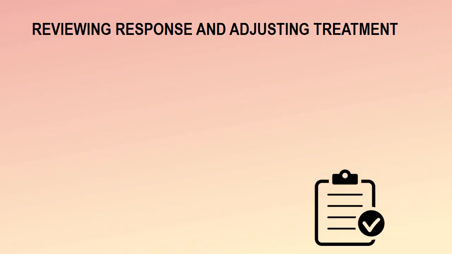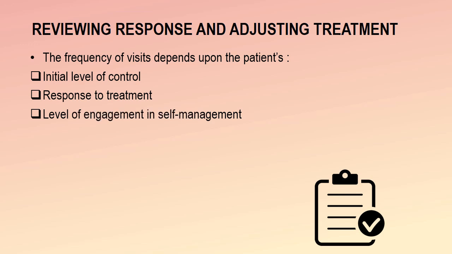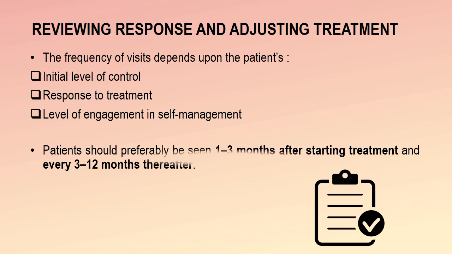How often should an asthma patient be reviewed? The frequency of visits depends upon the patient's initial level of control, response to treatment, and level of engagement in self-management. Ideally, patients should be seen 1 to 3 months after starting treatment and every 3 to 12 months thereafter. After an exacerbation, a review visit within a week should be scheduled.